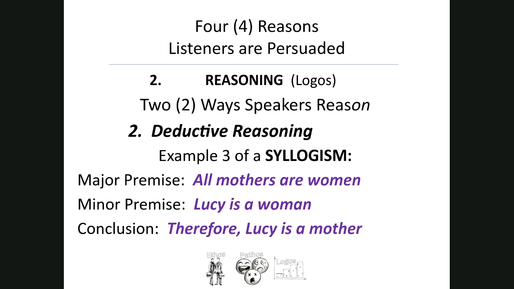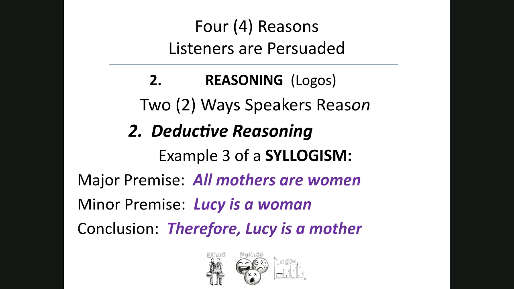A third one, okay, and keep in mind the validity of the premises. A major premise might be all mothers are women. Minor premise, Lucy is a woman. Therefore, the conclusion, Lucy is a mother. But we know somehow that's not always true, right? You can be a woman, but that doesn't necessarily mean that you are a mother.